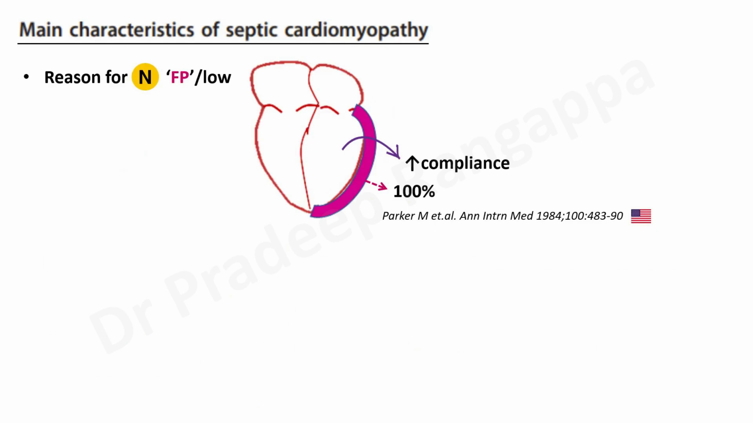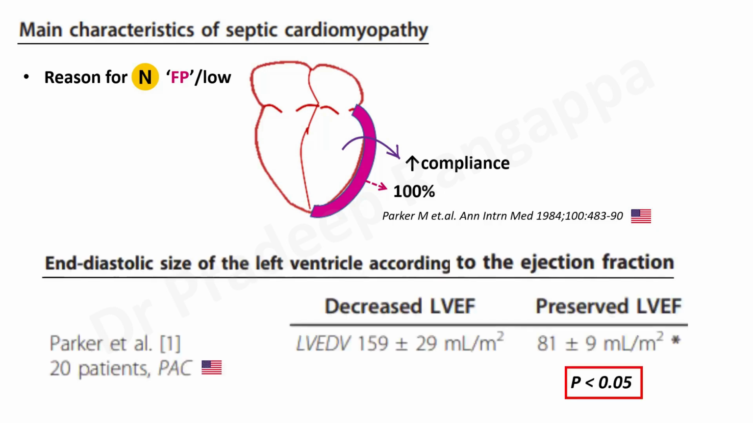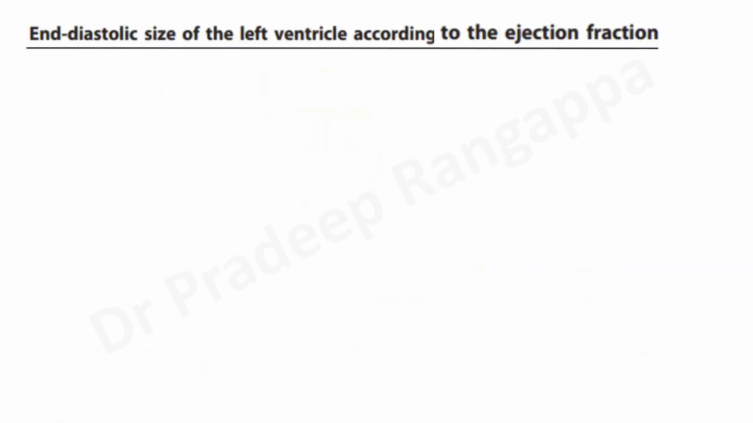So there are studies to show the type of changes that happen in septic cardiomyopathy. Parker et al. were the first, in 1984, to recognize this. They divided the patients into two groups, and what they found is that in patients with sepsis who have decreased LV ejection fraction, the LV end diastolic volume increased. This typically tells you why the filling pressure does not go up or is low. As you see, in patients with depressed LV function, the LV end diastolic volume was significantly higher compared to the ones where there was no decrease in the LV ejection fraction, and that was statistically significant.